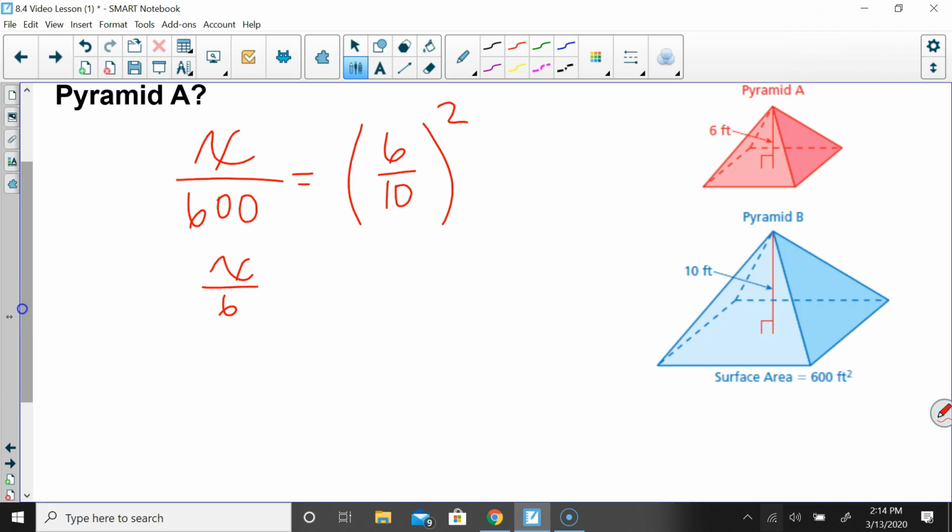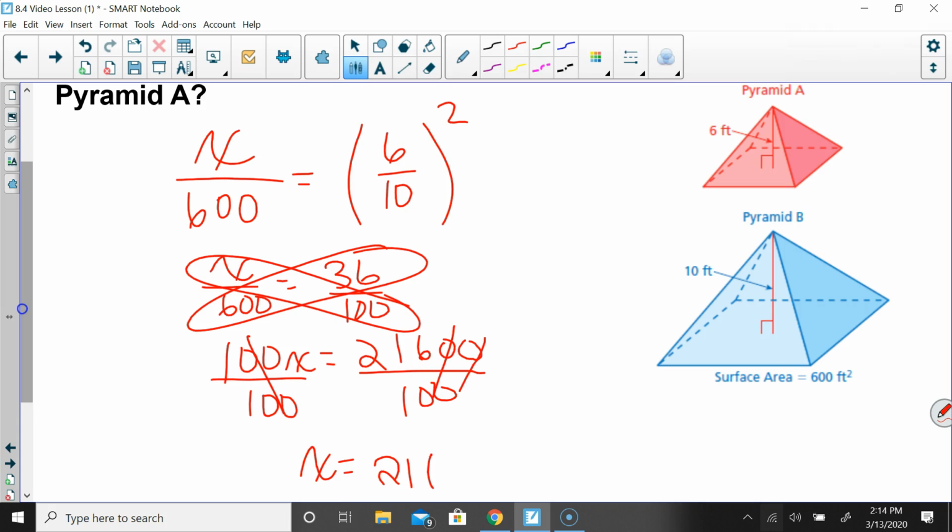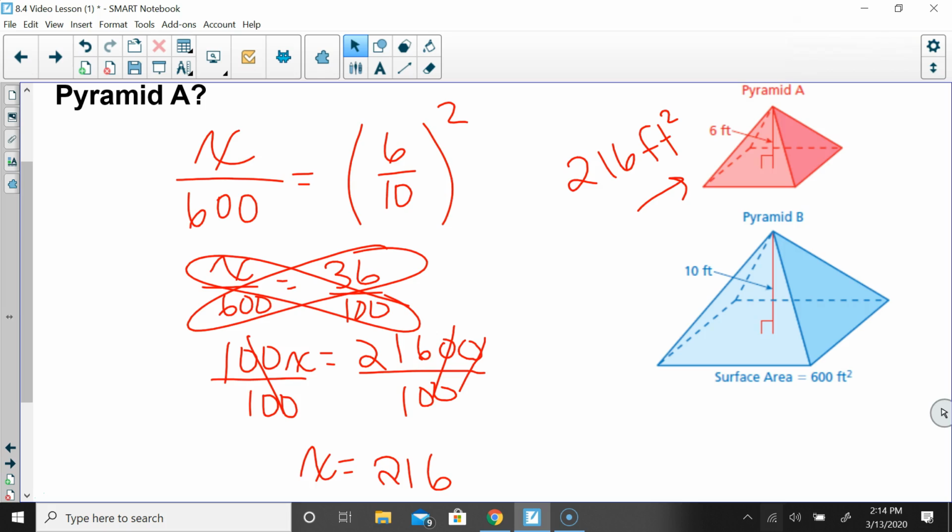So x over 600 equals 6/10 squared, which is 36 hundredths. Then we can use the butterfly method to solve for x. 36 times 600 is, I believe, 21,600. Divide by 100. These cancel, and x equals 216. So we just found the surface area for pyramid A. It's 216 feet squared. Surface area is always in square units.